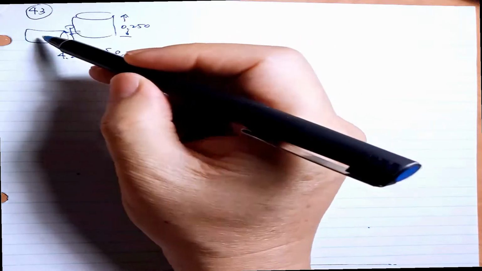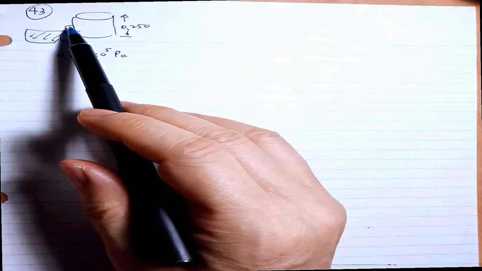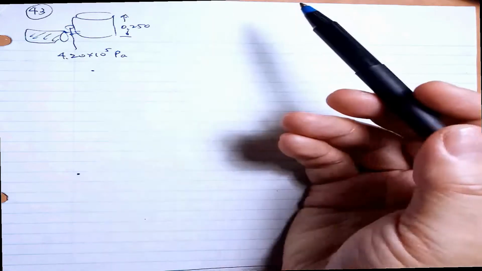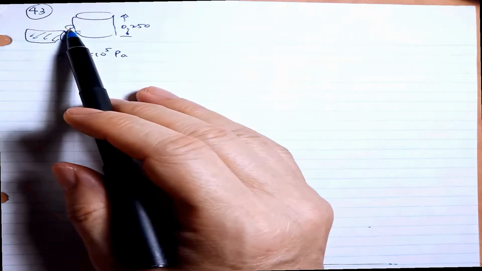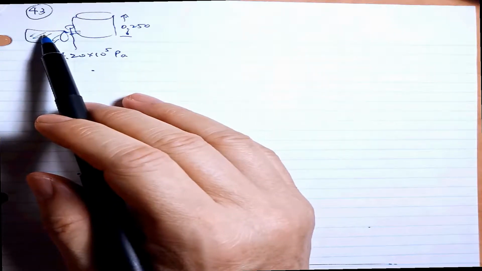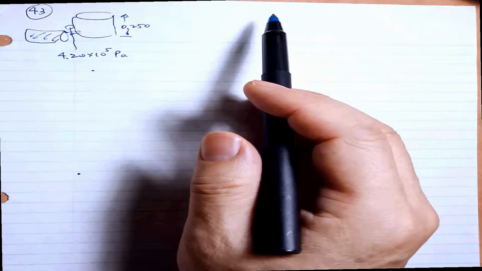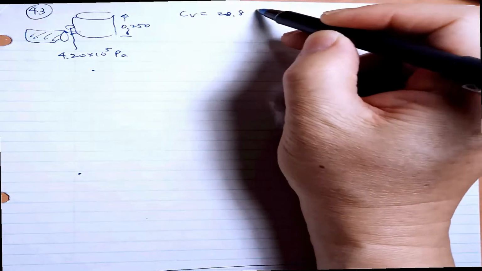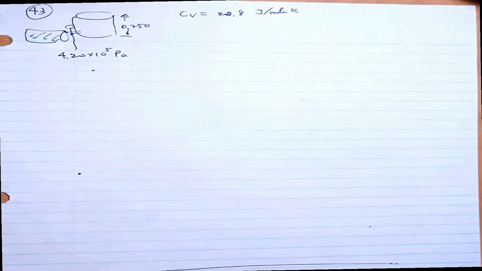Gauge pressure means the pressure in the tank above and beyond the air pressure. So if the gauge pressure is 0, it actually means that the pressure in the tank is the same as air pressure outside of the tank. Basically, that means there's no more pressure. So gauge pressure is really the excess pressure of the air inside the tank compared to the air outside of the tank, or compared to the air pressure. Now, for air, the CV is 20.8 joules per mole Kelvin.